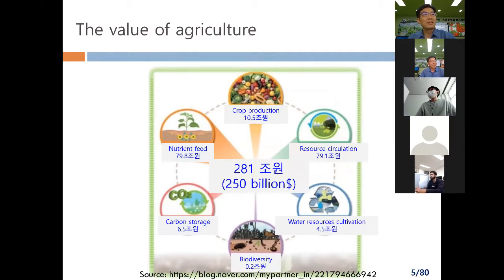What is the value of agriculture? According to the study, the value of agriculture is 281 trillion won, about $250 billion. It is roughly more than half of our country's budget. What I want to say is the value of maintaining agriculture is so great.